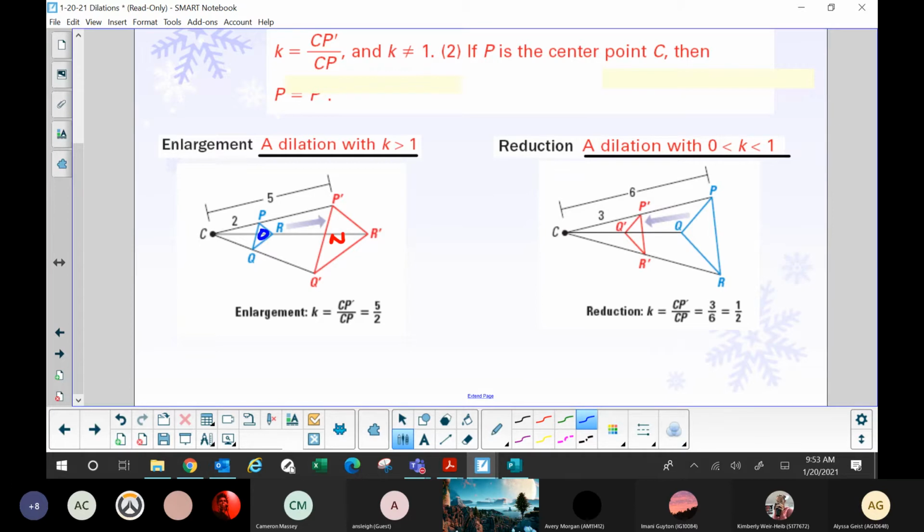Can you visually see that going from blue to red, this figure is getting larger? You should. Because if we calculate the distance, what is that? New over old. So the new distance is 5.